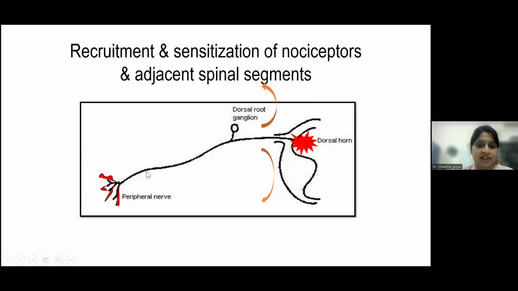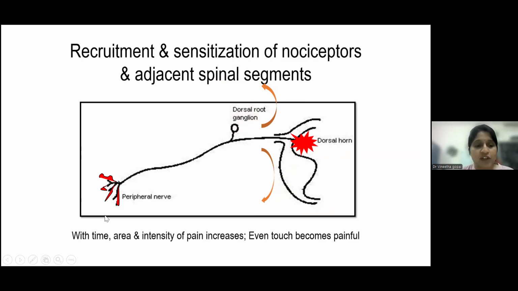So this is the net result: the amplification of the pain pathway from the periphery as well as the central dorsal horn, if the pain is left unattended. So with time, the previous question, the answer is with time. I asked you, with time, what will happen if the impulse remains constant? Even if the impulse remains constant, with time, the area as well as the intensity of pain increases, even touch becomes painful, and the pain becomes extremely challenging to treat.